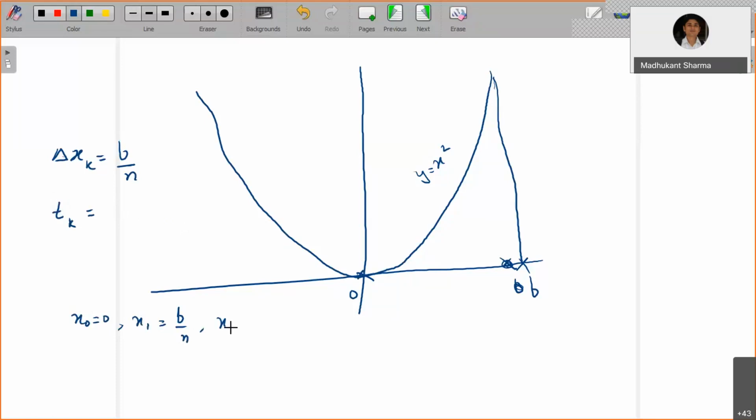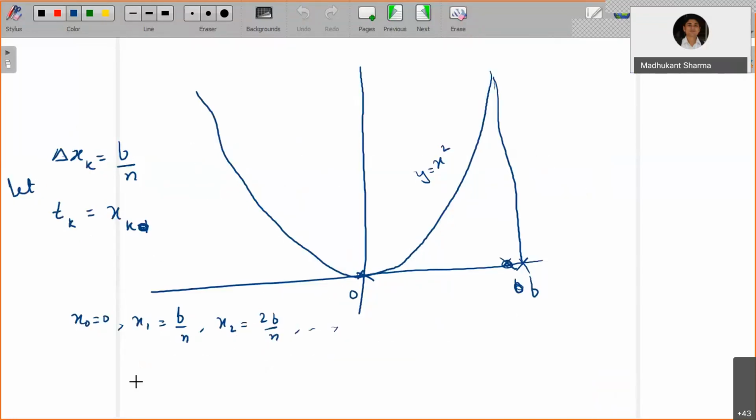Okay, x2 is equal to 2b by n, and so on. So the length of the interval is b by n, and tk is nothing but the left-hand point or the right-hand point of the interval, that is up to you. So you can say tk is the right-hand point of the interval, let's say. Okay, let's take this one as the tag point.